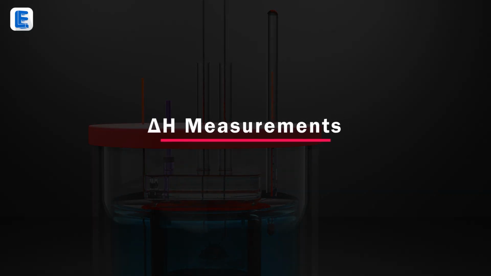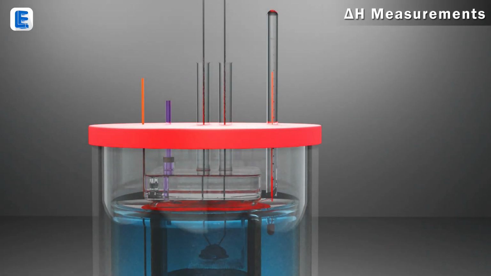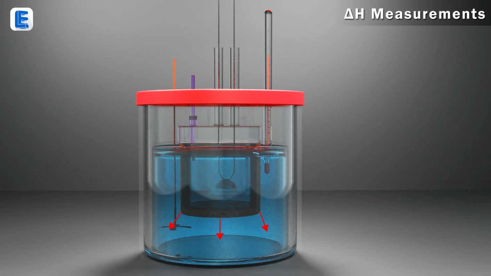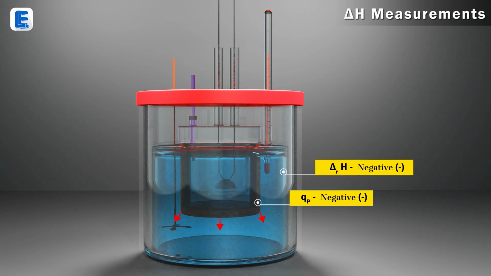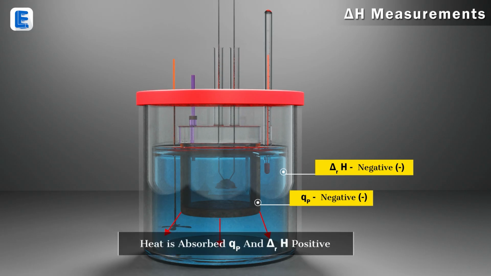Delta H measurements. Since atmospheric pressure remains constant, the heat change produced by reaction in calorimeter can be considered as measured at constant pressure. Qp is equal to delta H. Therefore, heat change measured at constant pressure becomes heat of reaction, or enthalpy of reaction, delta rH. Heat is given from system to surroundings. Therefore, Qp is negative and delta rH is negative. If heat is absorbed, Qp and delta rH is positive.